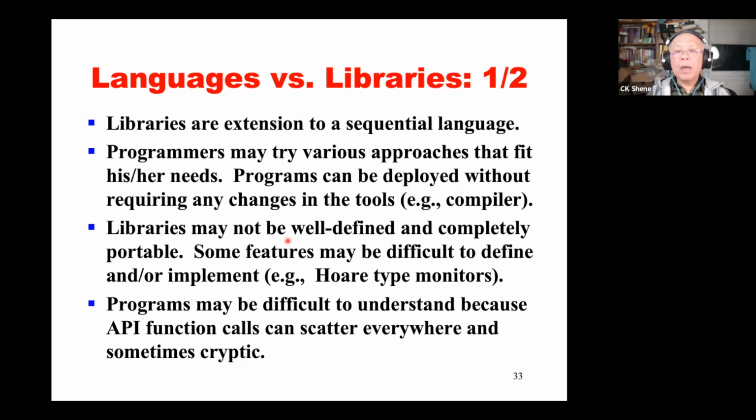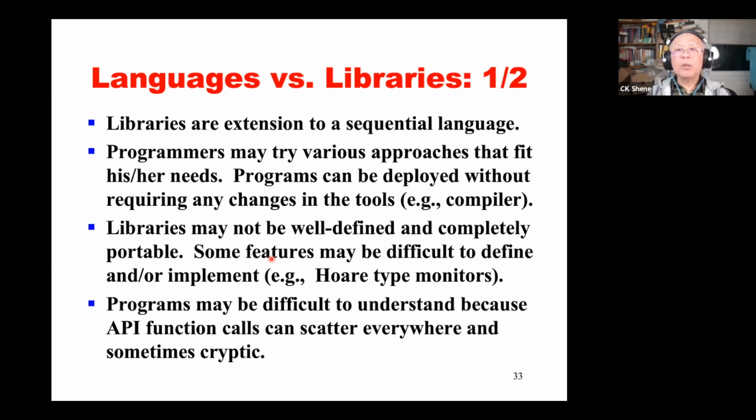Libraries may not be well-defined and completely portable. That's the problem. For example, before the advent of Pthread, there were so many threads there. If you use a C thread, then you may not be able to run your program with C thread on a system on which C thread is not available. Now, what if you are used to XYZ thread library, but now you get a new assignment?